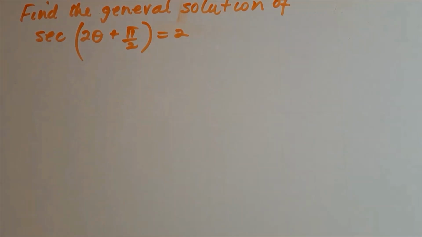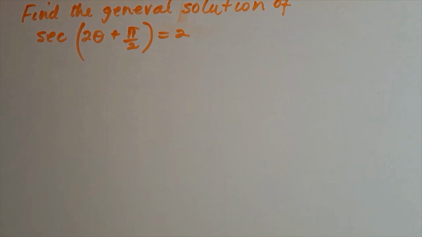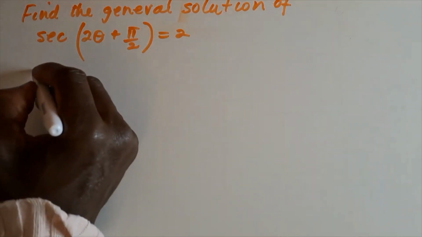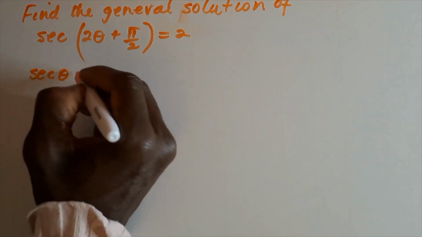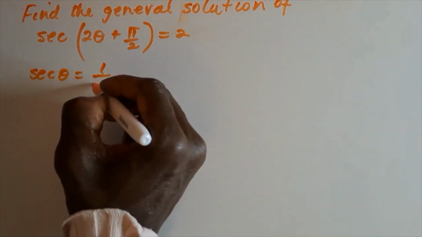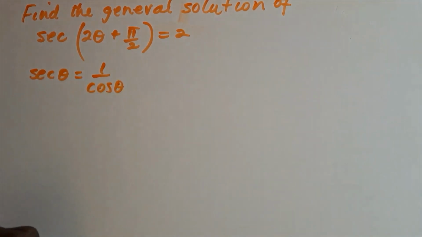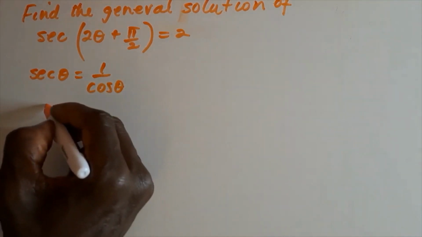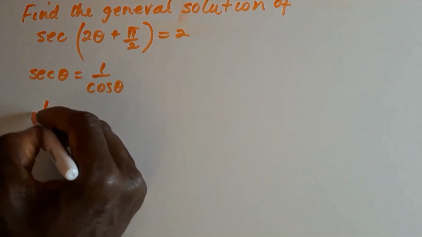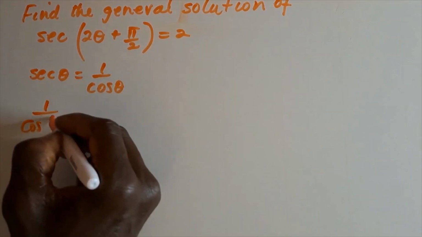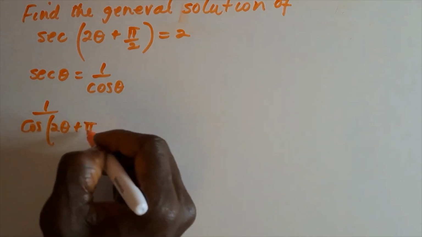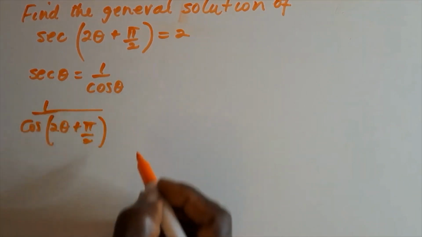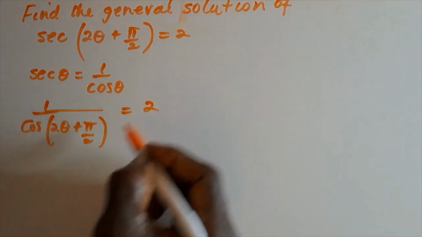Hello. How do we find a general solution of sec 2 theta plus pi over 2 is equal to 2? Again, a compound angle. We know that sec theta is equal to the reciprocal of cosine theta. So we can rewrite this as 1 over cosine of 2 theta plus pi over 2. And this is equal to 2.